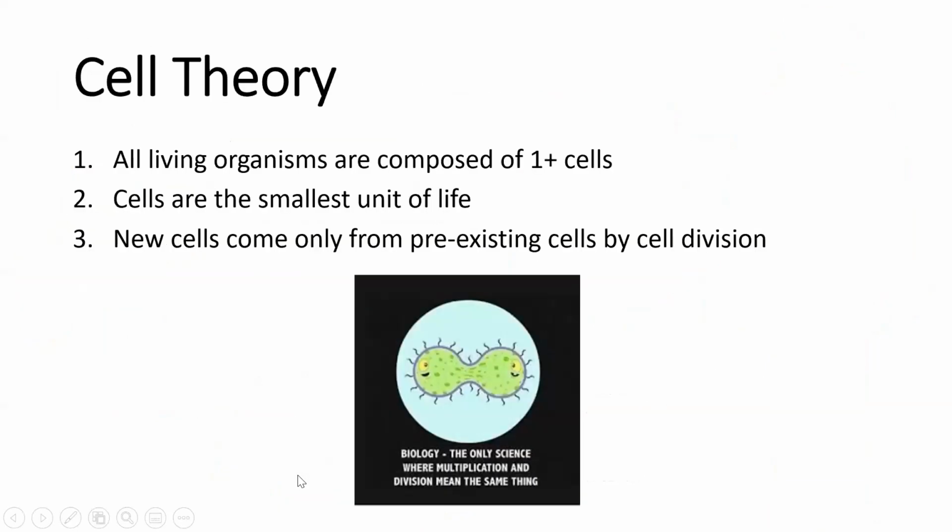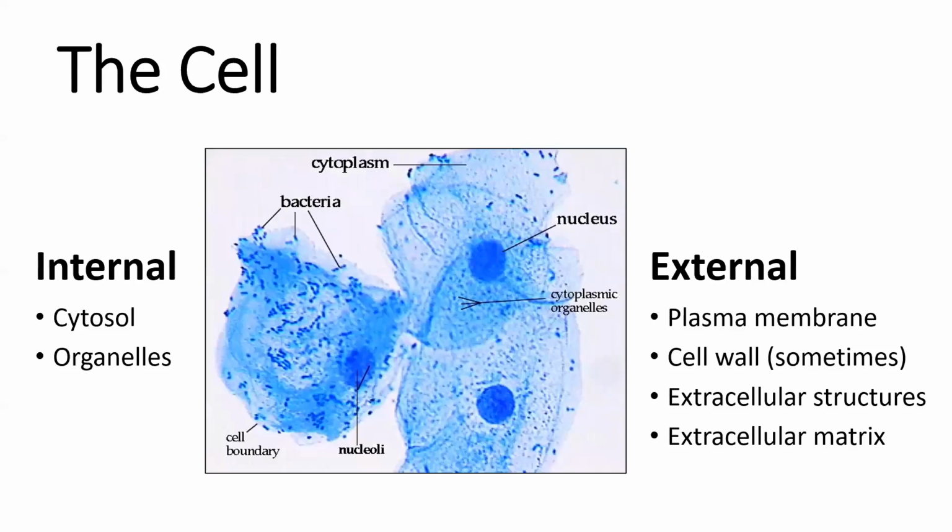So before we can talk about the cells, we've got to talk about cell theory. So remember, we reviewed this cell theory. We covered this already. Cell theory, 1, all living organisms are composed of 1 or more cells. 2, cells are the smallest unit of life. And 3, new cells come only from pre-existing cells by cell division. So remember that and keep that in mind. Very, very important. So the cell, let's talk about the components of the cell.